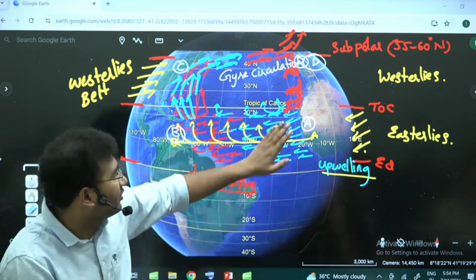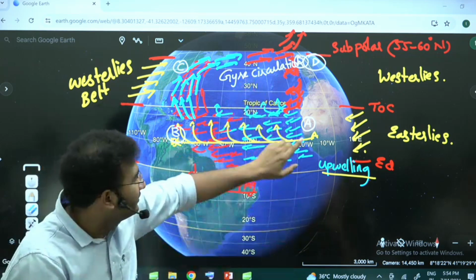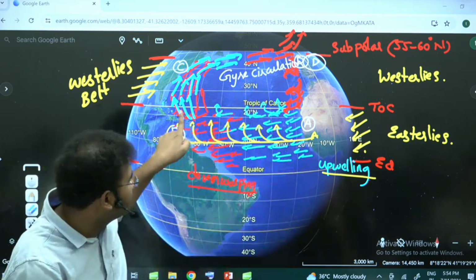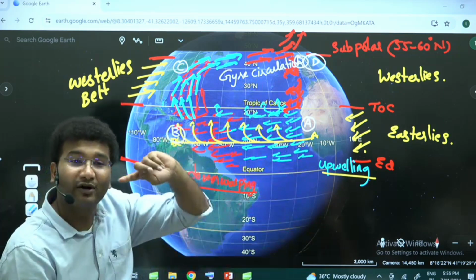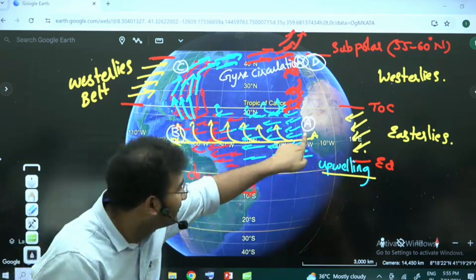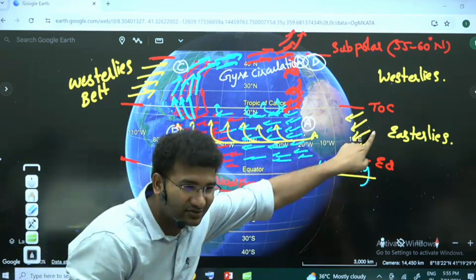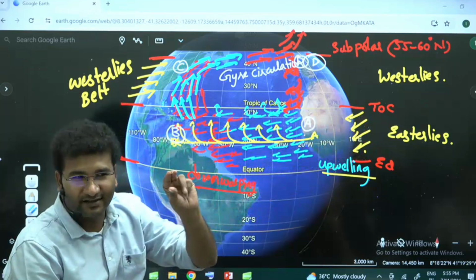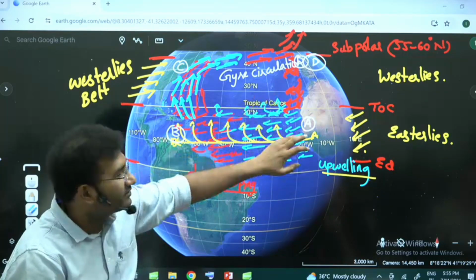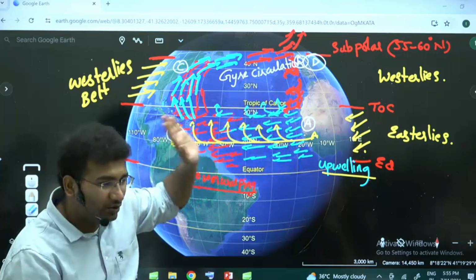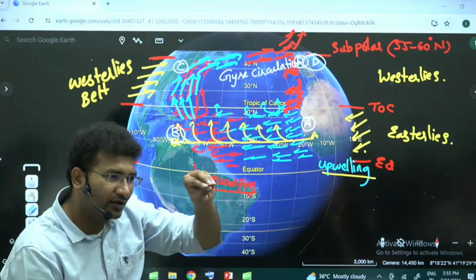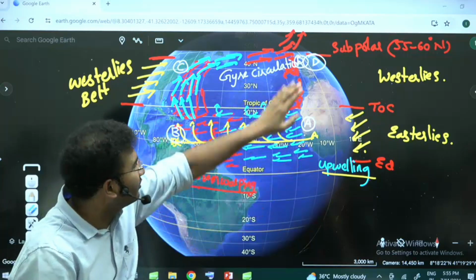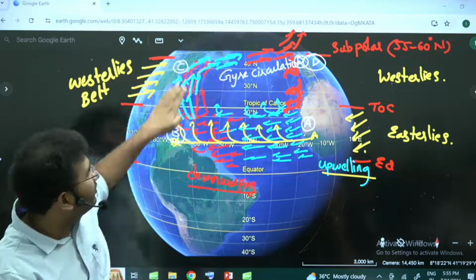See, when I am talking about an ocean, this is the eastern side of the ocean, this is the western side of the ocean. When I am talking about the land, I say this is the west coast, this is the east coast. But you have to be thorough with this language. Examiner sometimes can confuse you and ask. Whenever the examiner is talking about an ocean, the east side of the ocean is this side, the west side of the ocean is this side.